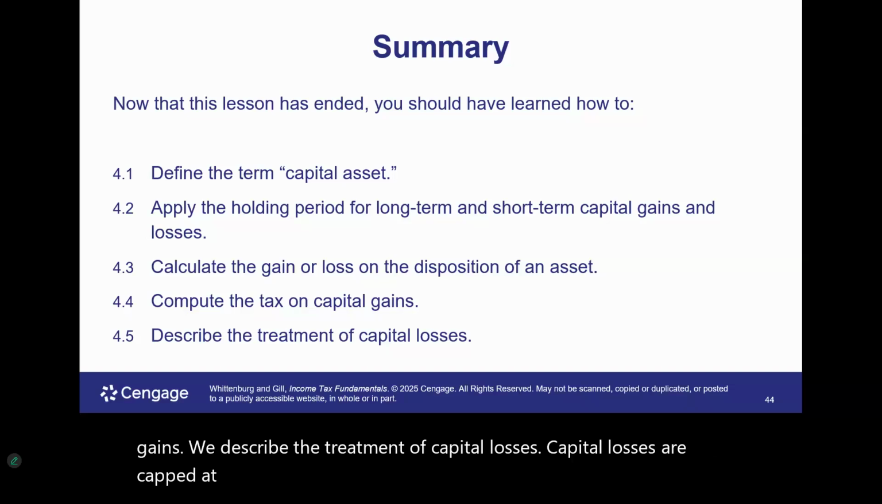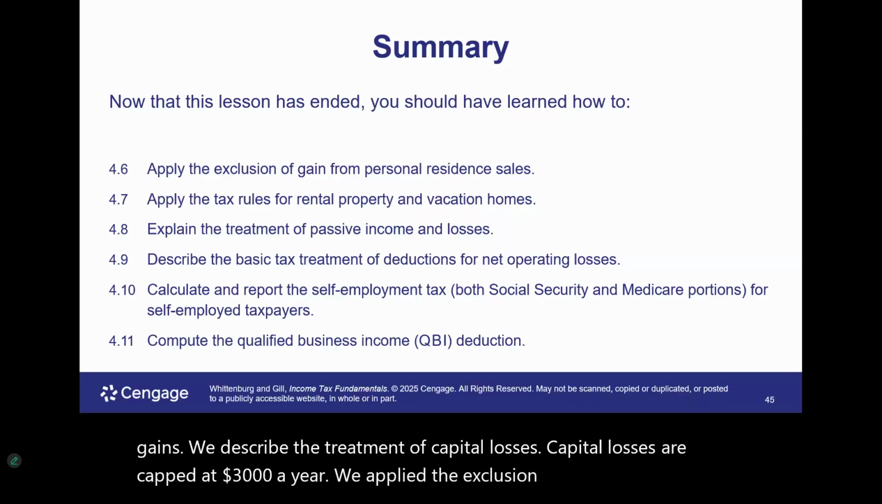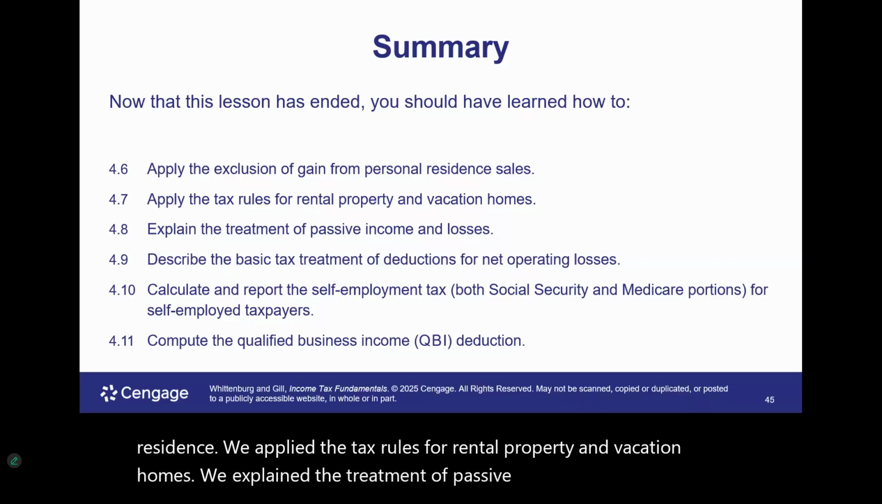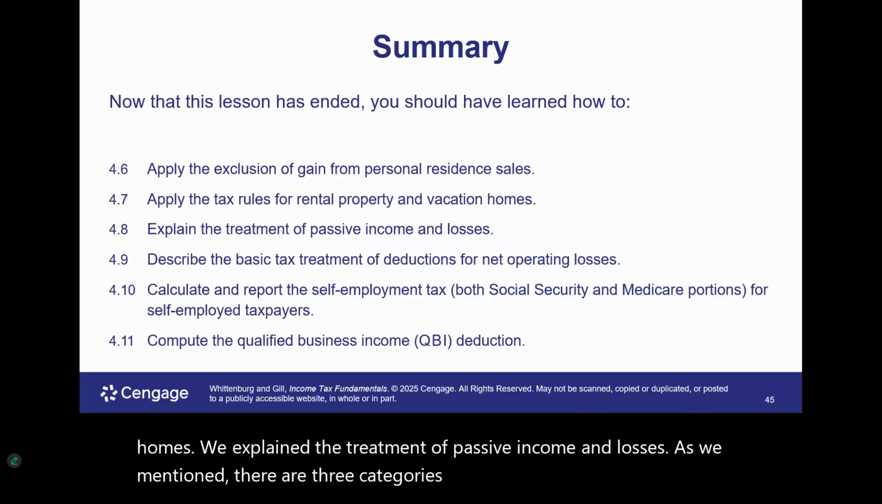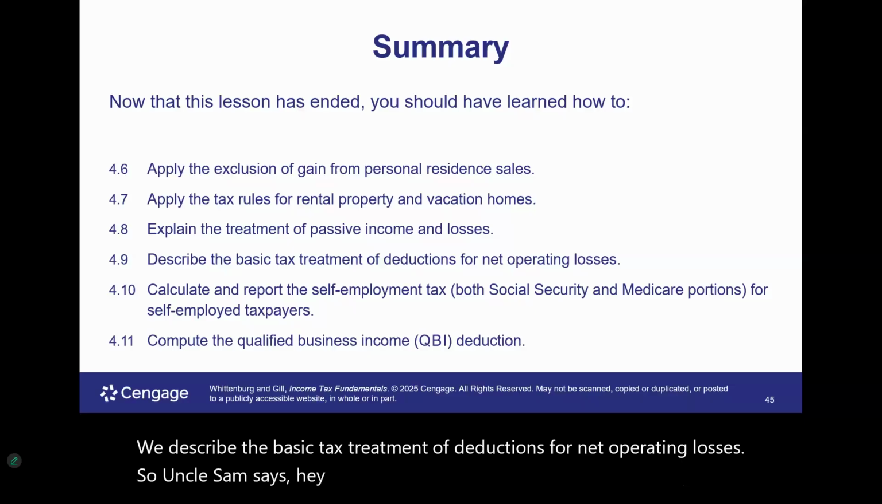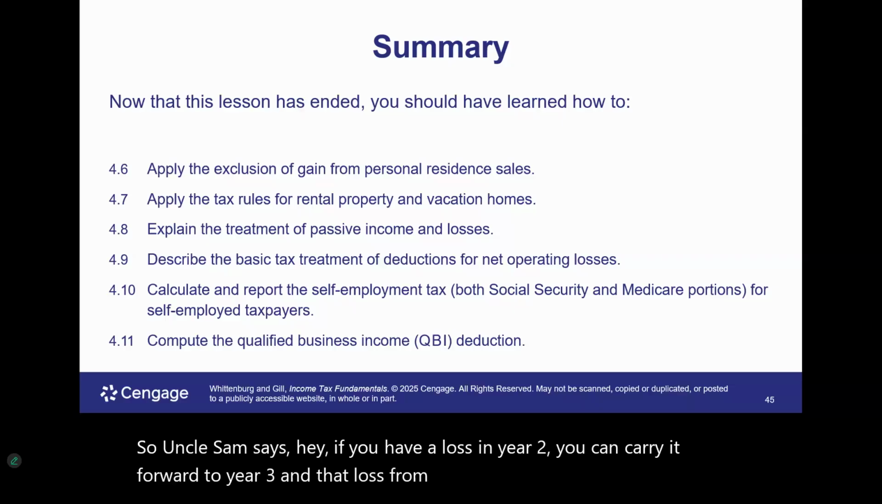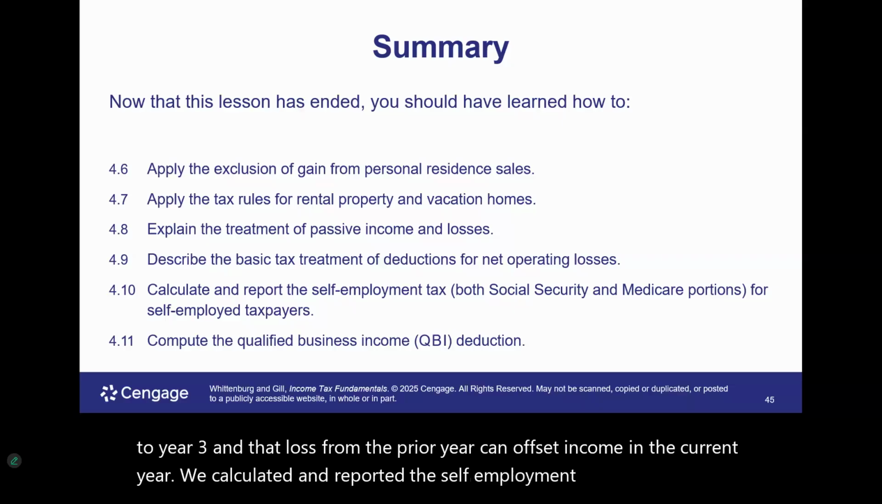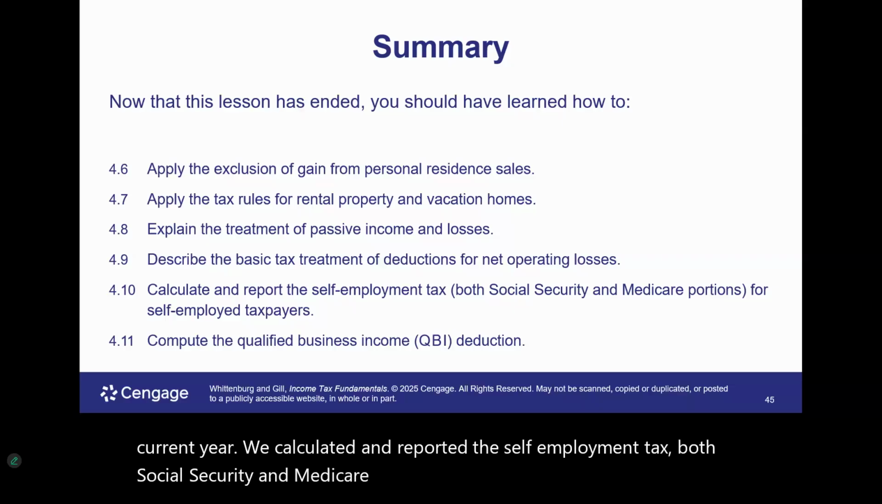We applied the exclusion of gain from a personal residence. We applied the tax rules for rental property and vacation homes. We explained the treatment of passive income and losses. As we mentioned, there are 3 categories of income: active, passive, and portfolio. We described the basic tax treatment of deductions for net operating losses. So Uncle Sam says, hey, if you have a loss in year 2, you can carry it forward to year 3, and that loss from the prior year can offset income in the current year. We calculated and reported the self-employment tax, both Social Security and Medicare portions, for self-employed taxpayers. And lastly, we learned a bit more about the qualified business income deduction.